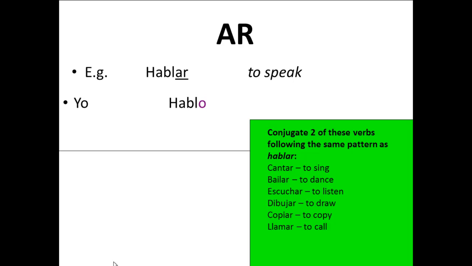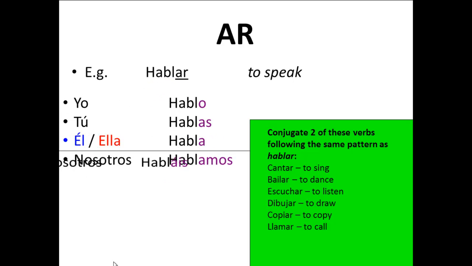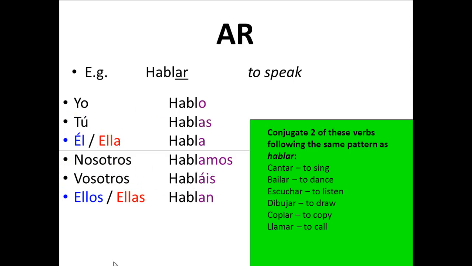Hablo, I speak. Hablas, you speak. Habla, he or she speaks, or the formal usted, you speak. Hablamos, we speak. Habláis, you plural speak. Hablan, they speak. Now copy this verb down and then conjugate two of these other verbs following the same pattern as hablar. Pause the recording before you carry on.